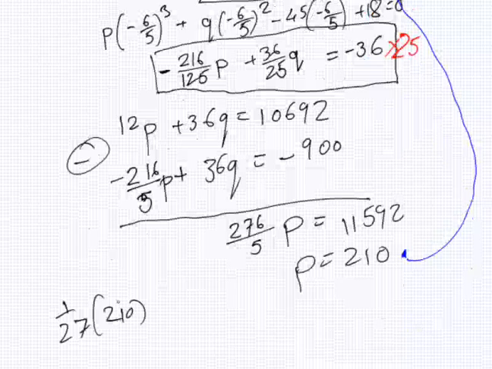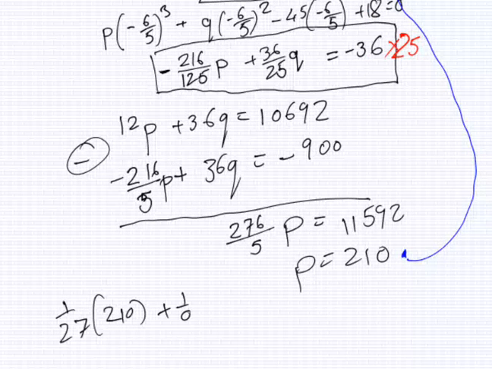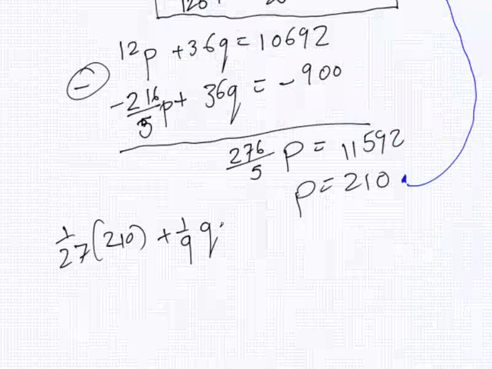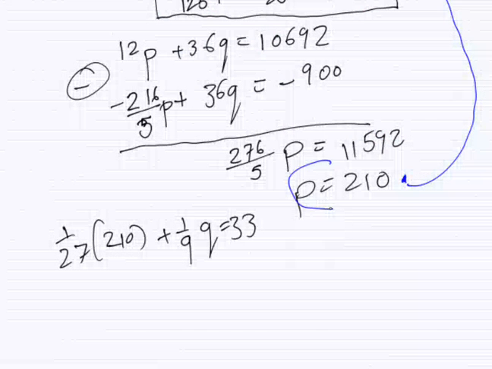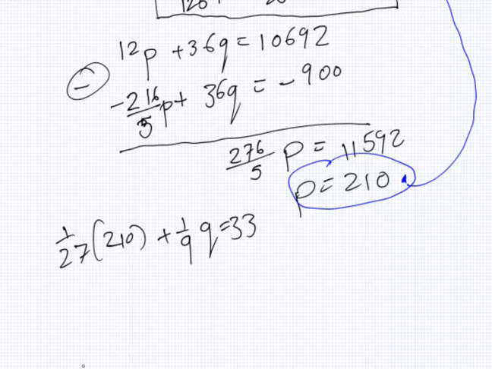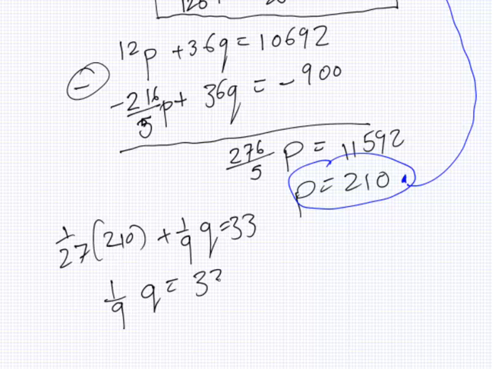So let's try and find the factors here. I'm going to be pig lazy and cheat. Right. So you have 3x minus 1, and then 5x plus 6. So this is a factor of px cubed plus qx squared minus 45x plus 18.